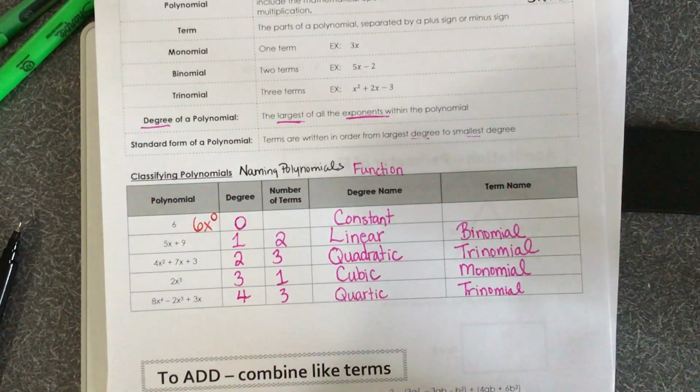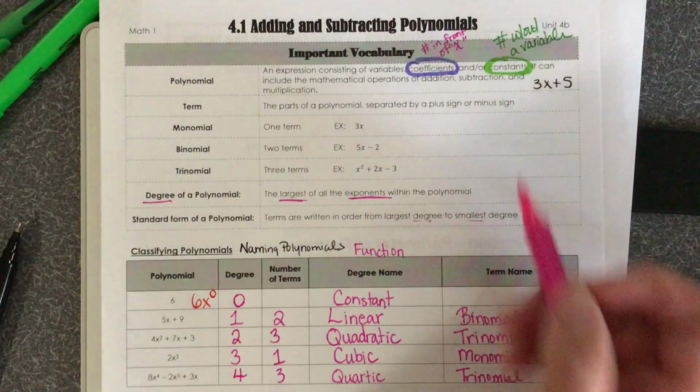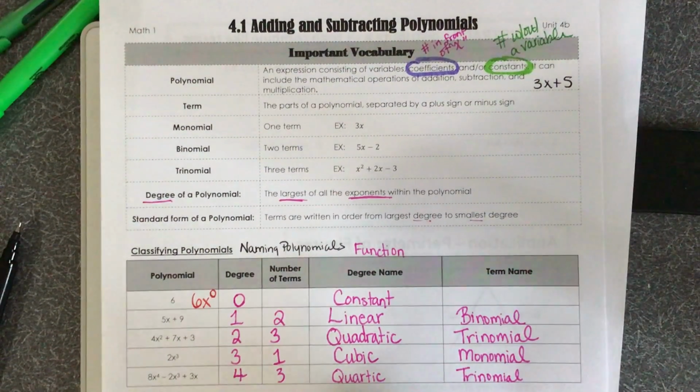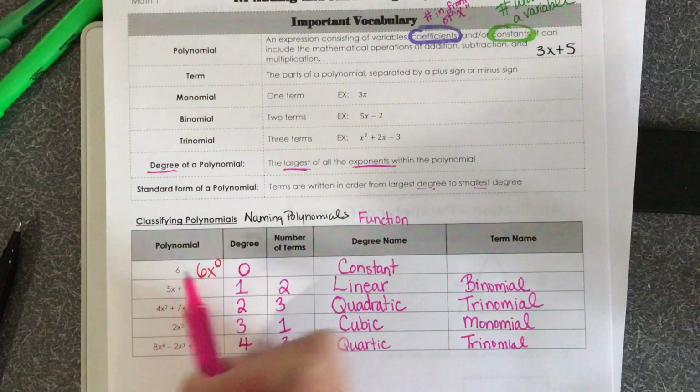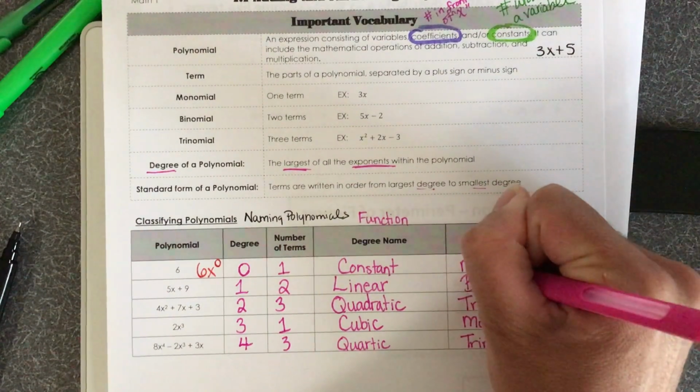And we talked about that one above. A constant is always going to be a number without a variable attached. There's 1 term here, so this is considered a constant monomial.